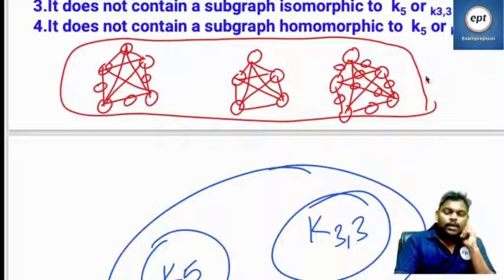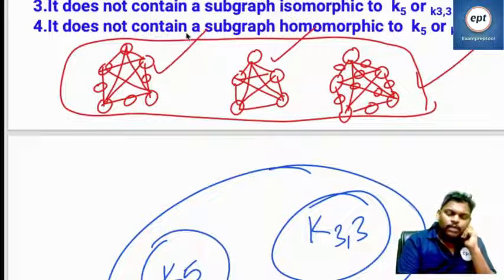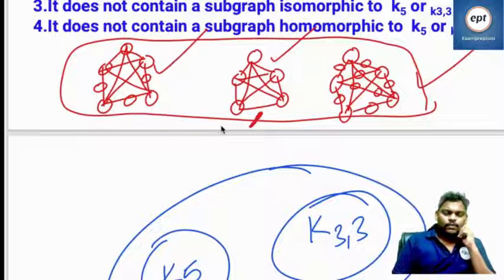See this one. These are all homomorphic, but the isomorphic is only this one. Homomorphic is a superset. Isomorphic is a subset.